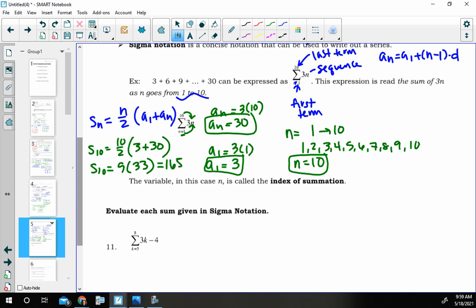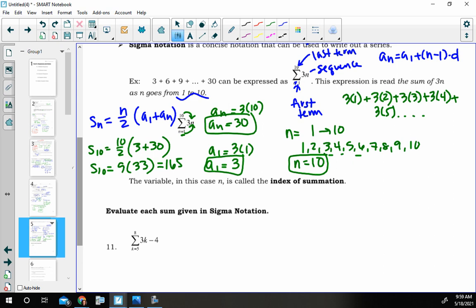is 165. If I literally plugged in 1, 2, 3, 4, each number into that 3n spot, I'd have to do 3 times 1, plus 3 times 2, plus 3 times 3, plus 3 times 4, plus 3 times 5, all the way to 10, and then add them all. That's going to get you your total sum for that.